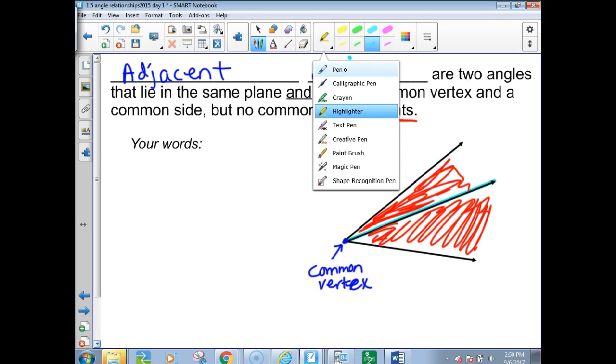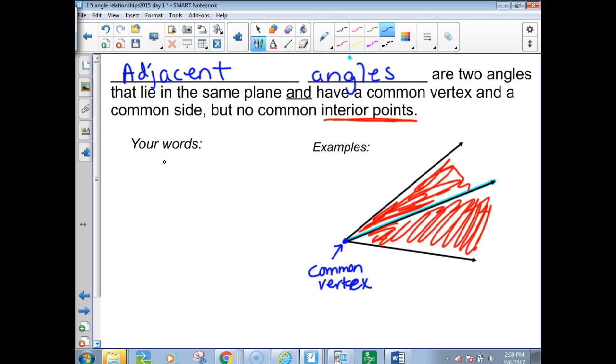So I'm going to say what you would maybe say in your own words. Most kids would describe these as angles next to each other. So if this is angle 1 and this is angle 2, angle 1 and angle 2 are adjacent. Okay, so we're going to talk about several kinds of angles.